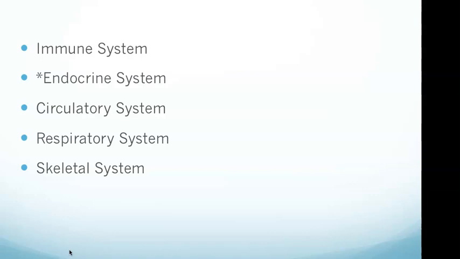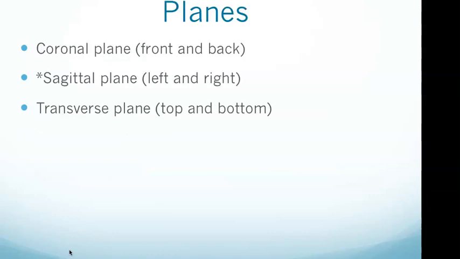And then finally, skeletal system is made up of bones and protects internal organs, creates blood cells, and provides a framework for muscles. Okay, so you have two things left here, the planes, and then we're also going to have to look at direction. Okay, so you got your three planes here.